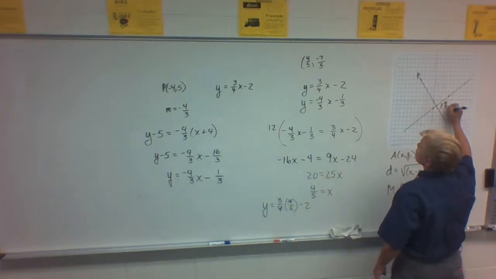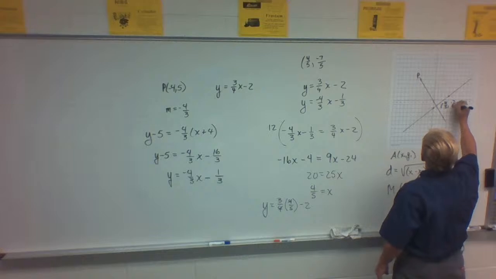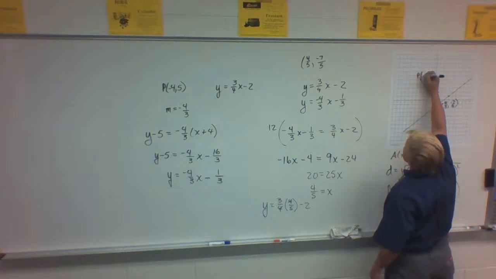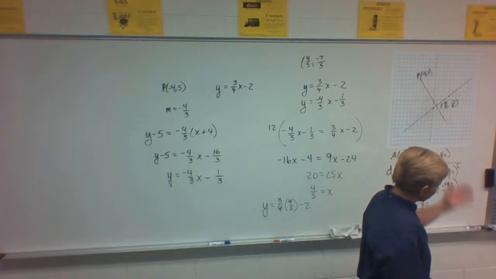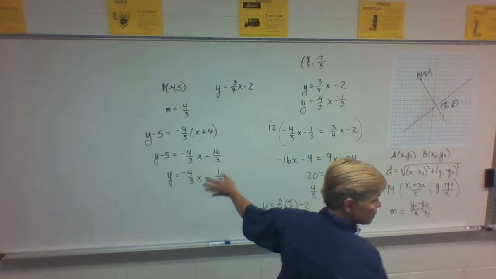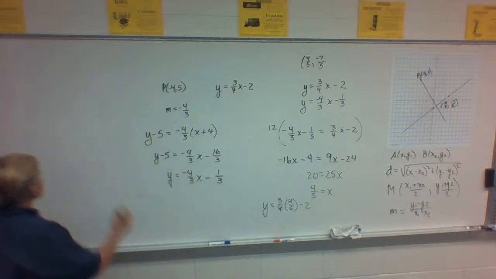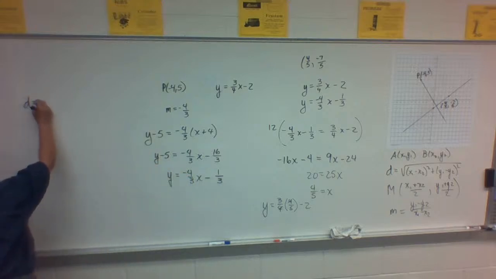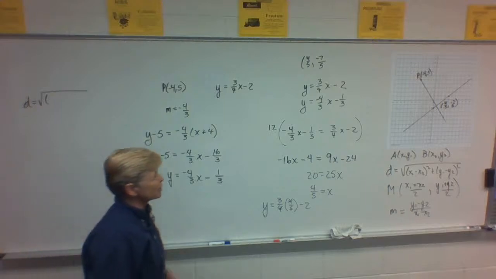4/5, -7/5. And this one was -4/5. We still have to find the distance between them, but we've got two points now. Look at this mess. We still got to do the distance. So the distance is going to be, and this time you might want to grab your calculators, or maybe not. It depends on how good at arithmetic you are.